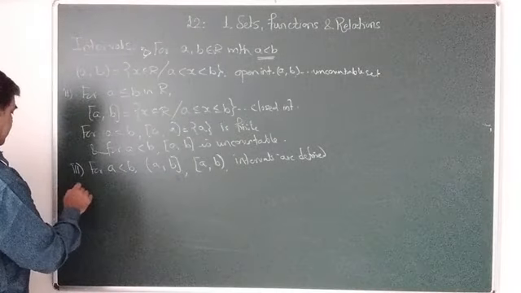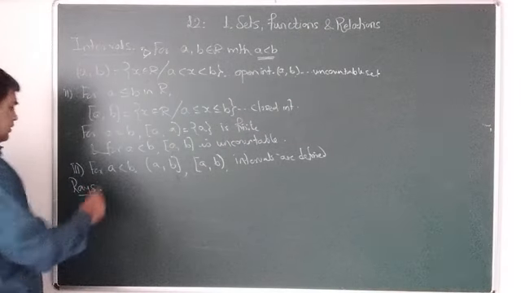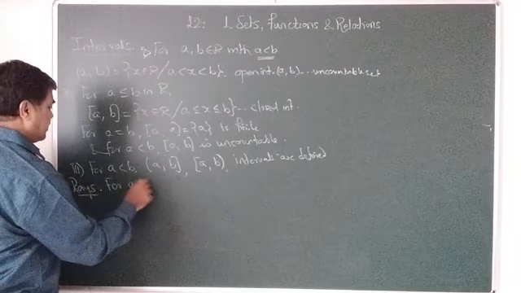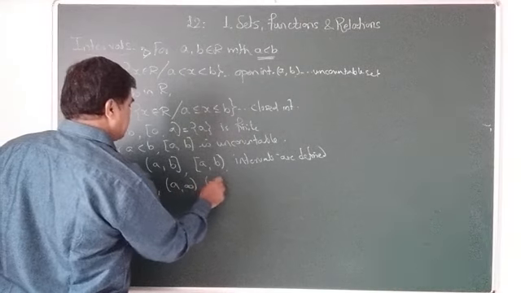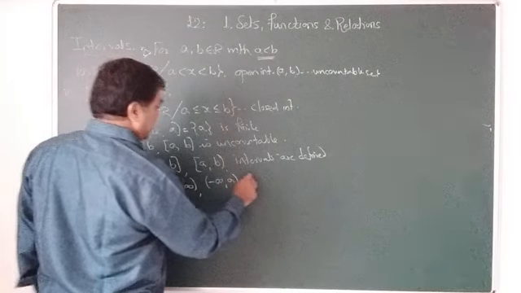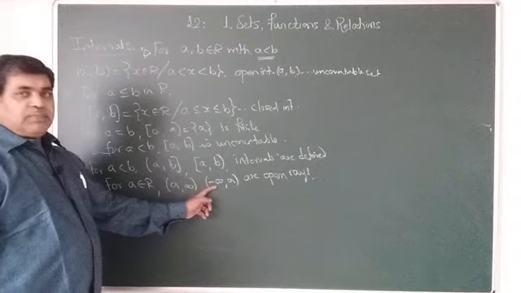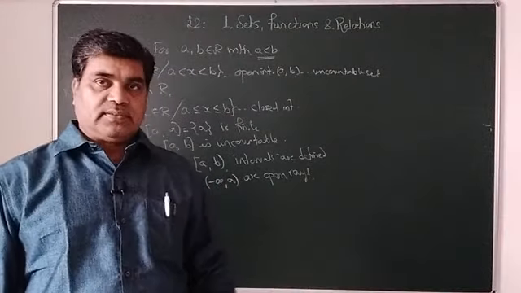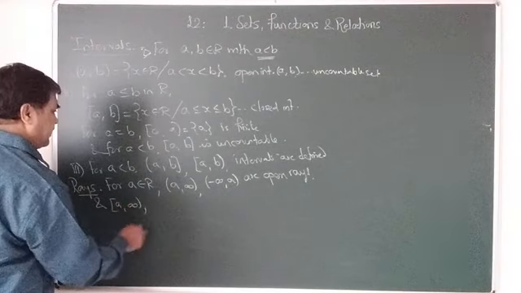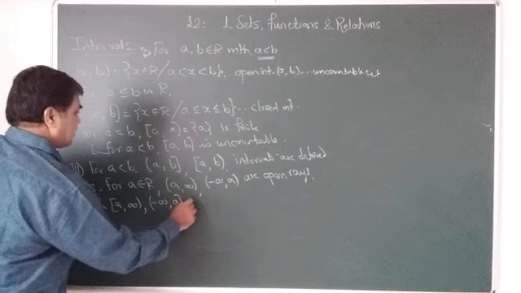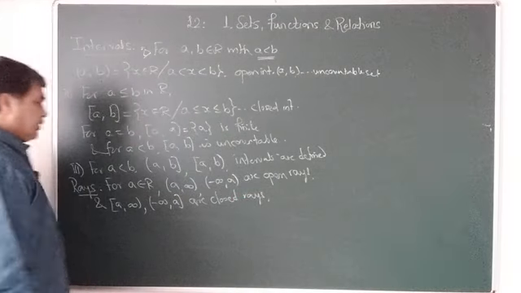Then ranges. For a belonging to R, (a, infinity) and (minus infinity, a) are open ranges. Infinity and minus infinity are not real numbers. They are not included in that set. And the closed ranges are [a, infinity) and (minus infinity, a]. These are closed ranges.